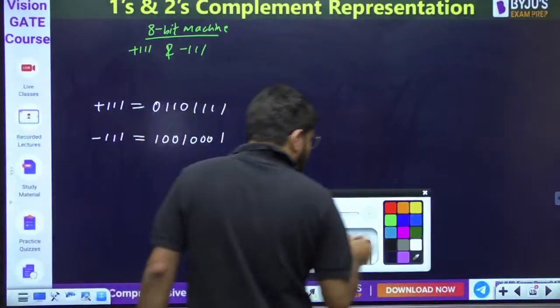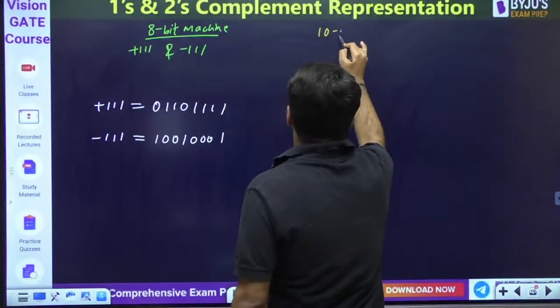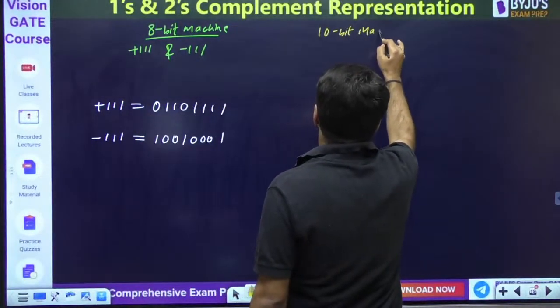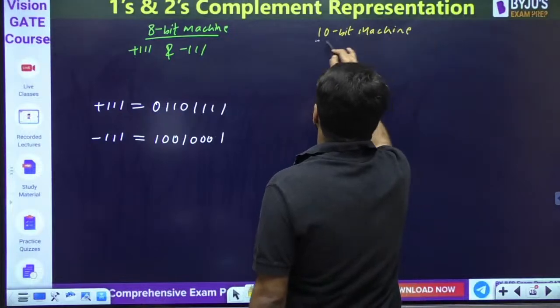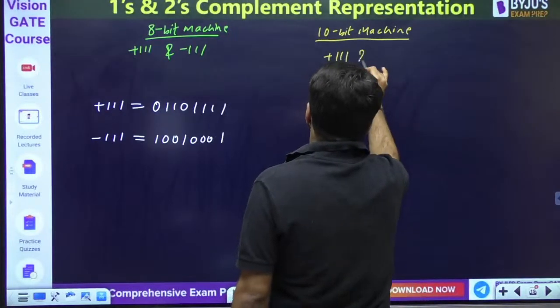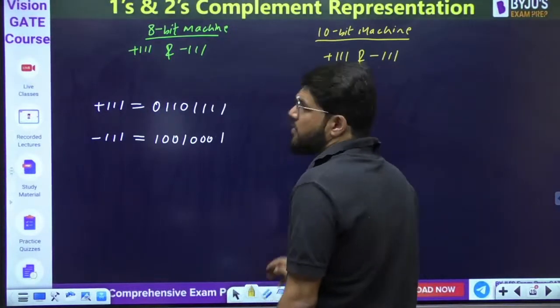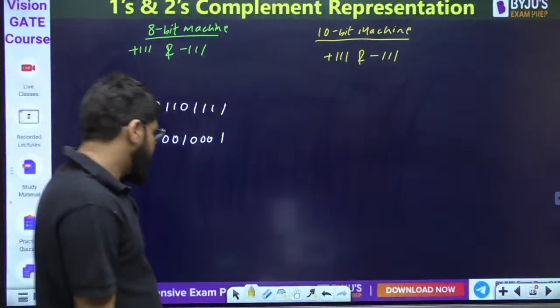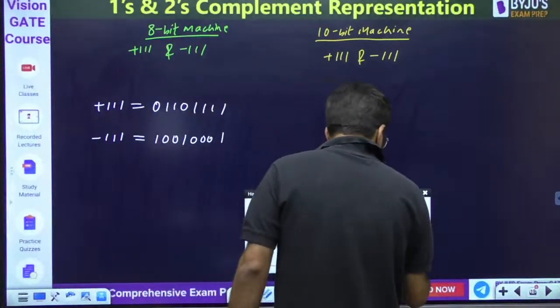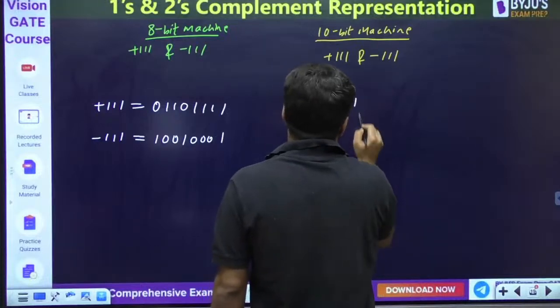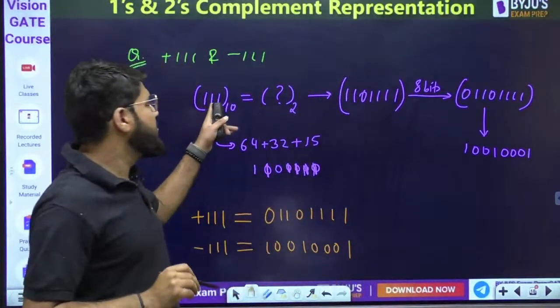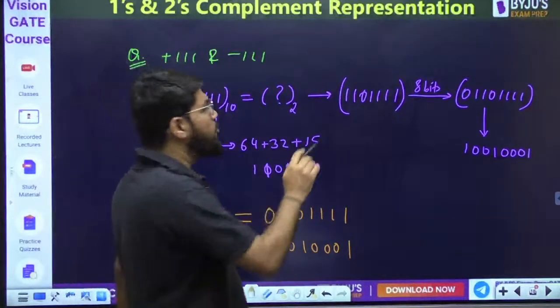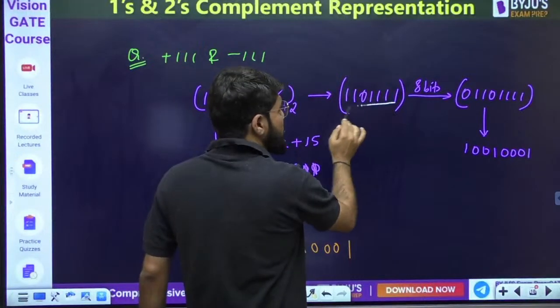Now the next concept that you should know is, suppose the given machine is a 10-bit machine. Then what is plus 111 and what is minus 111? First, you will convert 111 into binary. What is 111 in binary? 1101111. That will remain the same.